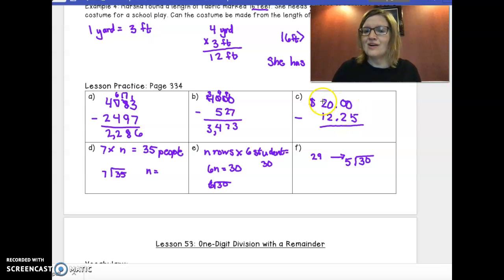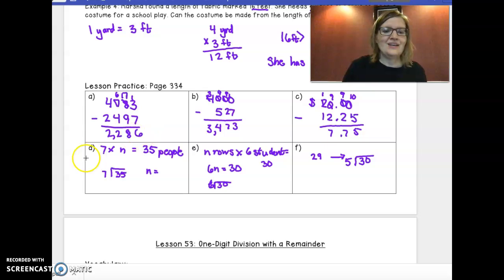We have to keep our decimals all lined up. Here we go. We take the 1, 9, 9, 10. 10 minus 5 is 5. 9 minus 2 is 7. 9 minus 2 is 7. 1 minus 1 is 0. And finally, now we get into the real nitty-gritty.